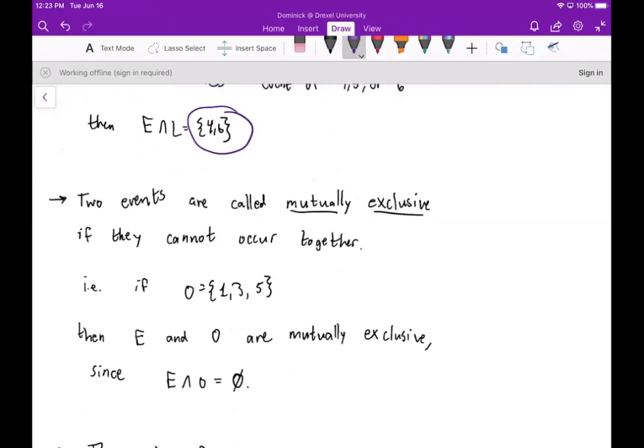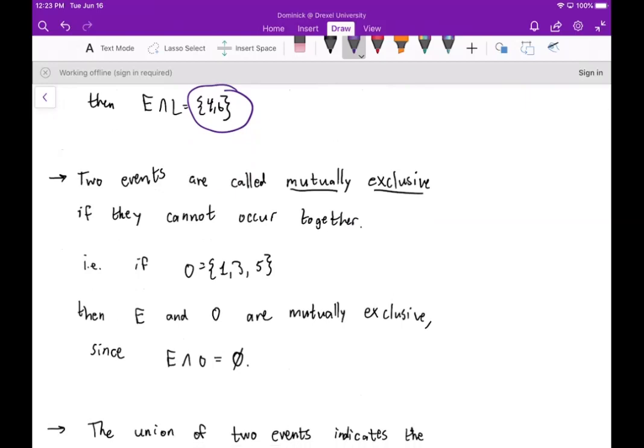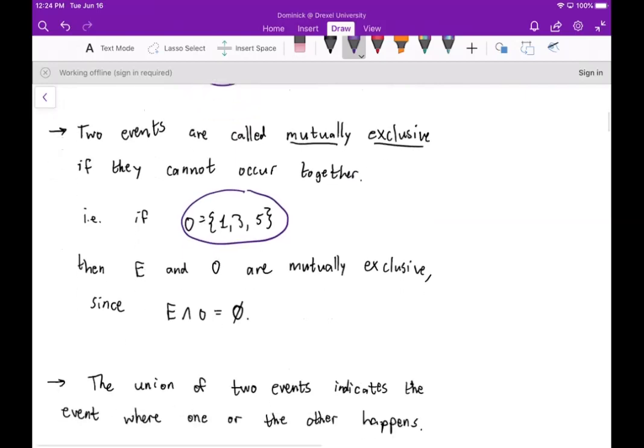Now, we say that two events are called mutually exclusive if they cannot occur together, right? So if we have the set O, which is 1, 3, 5, and our set from before E, which is 2, 4, 6, they would be mutually exclusive because they can't occur together, right? One's the even numbers, one's the odd numbers, and their intersection, of course, is the empty set, right? So we would say that those two events would be mutually exclusive.